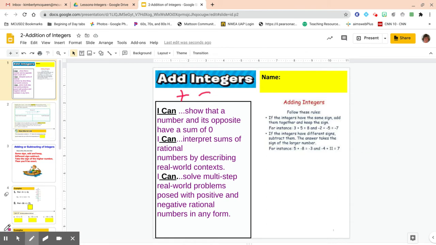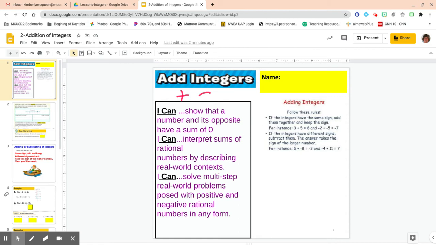Now, the cool thing about this is that the skill and the way that we show you how to add integers, we will also be using the same way to subtract integers. So our next lesson will be exactly the same.